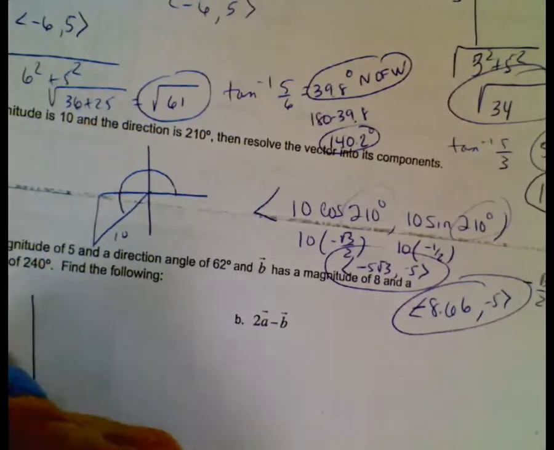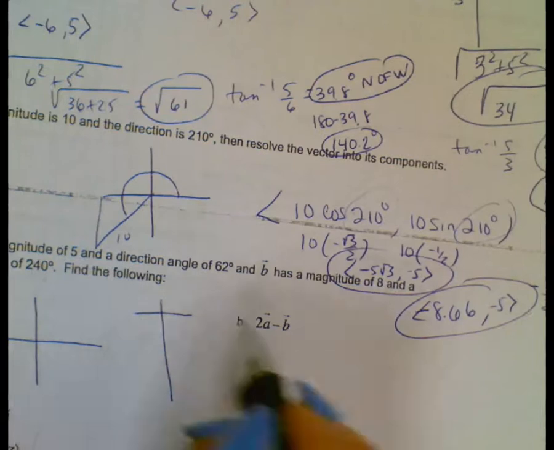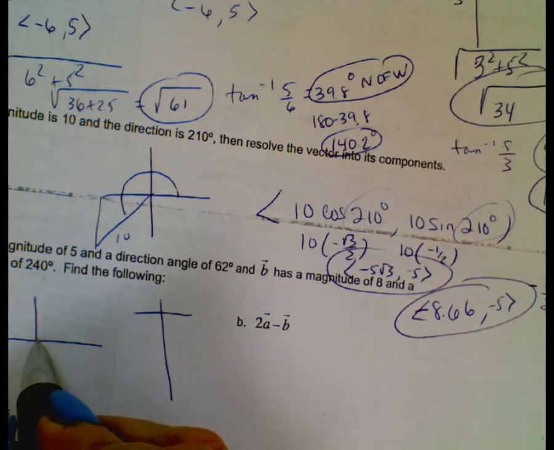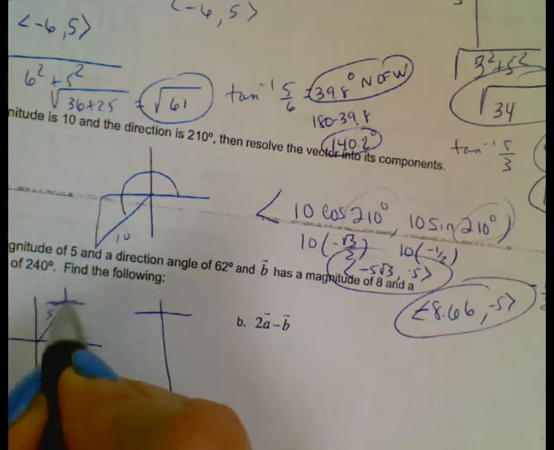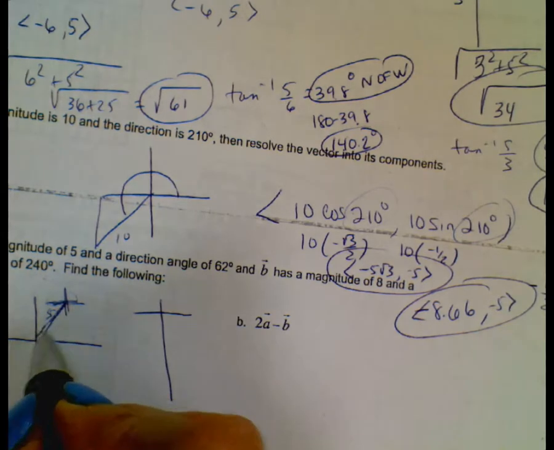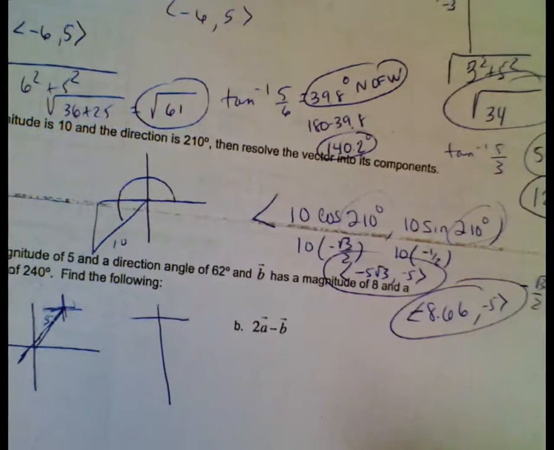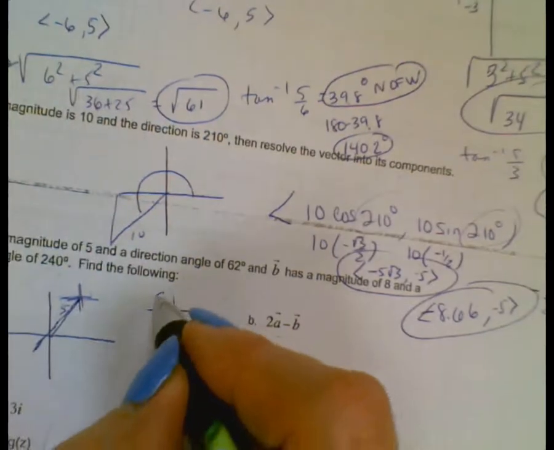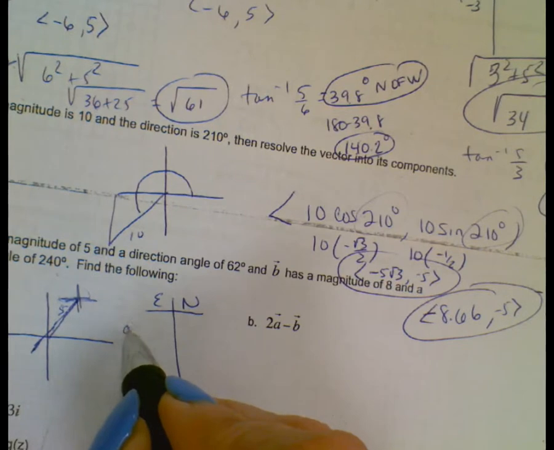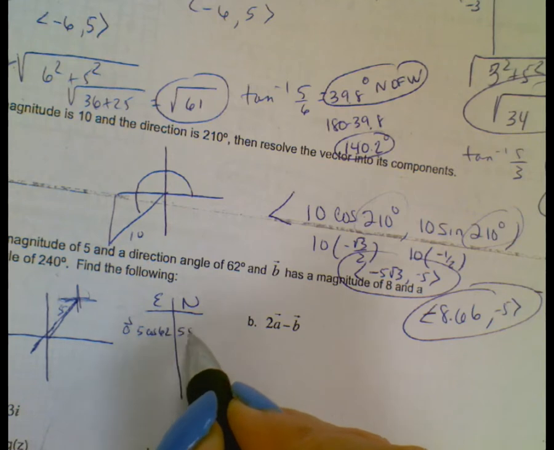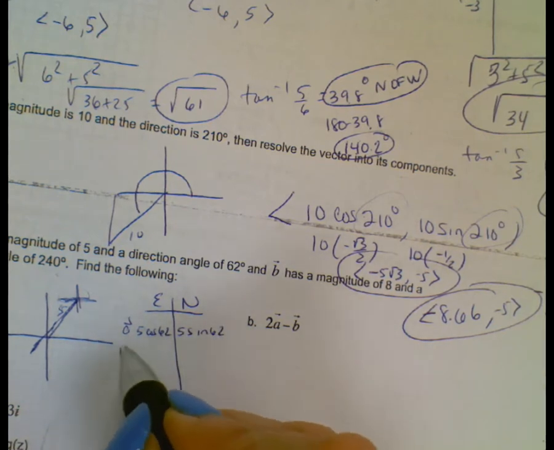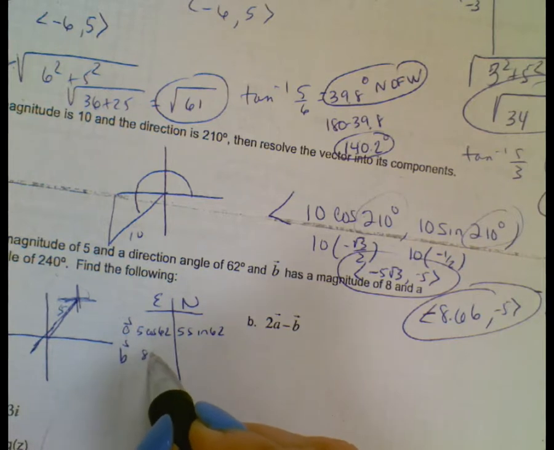Okay, A has a magnitude of 5 and a direction of 62. Oops, I forgot. Well, I could draw this picture. 62 is about right here, magnitude of 5. And B has a magnitude of 8, a direction of 240. So if you did a little x and y axis, 240 should be in the third quadrant, magnitude of 8. I think I'd rather have a chart. So vector A is magnitude of 5, direction of 62. So it's 5 cosine 62, 5 sine of 62. B has a magnitude of 8, angle of 240.